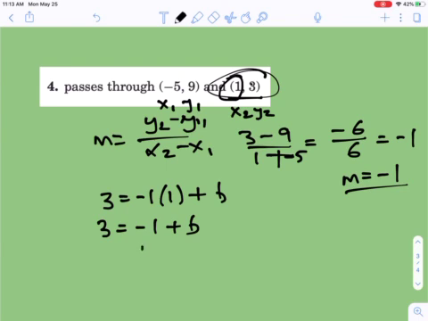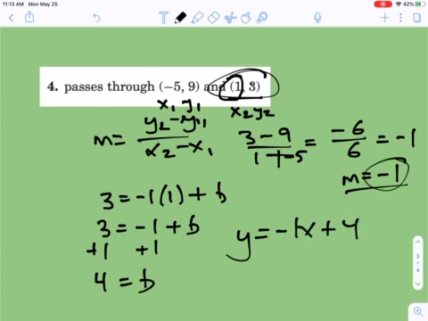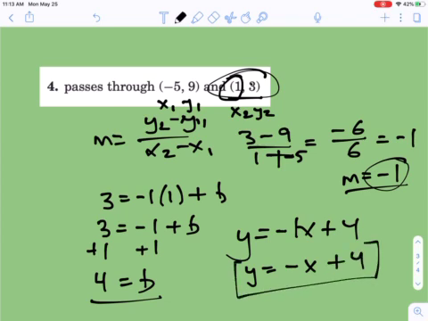Do a little bit of doing the opposite to get b is equal to 4, and then the general case of your equation is just y equals -1, which is your slope, x plus 4, which was your y-intercept. And then let's just simplify this and get rid of that 1, and you have an equation.